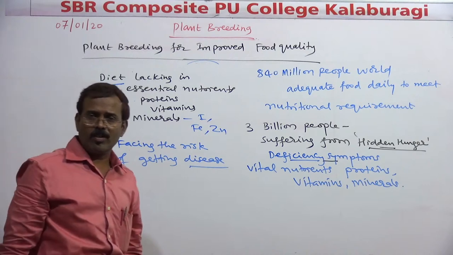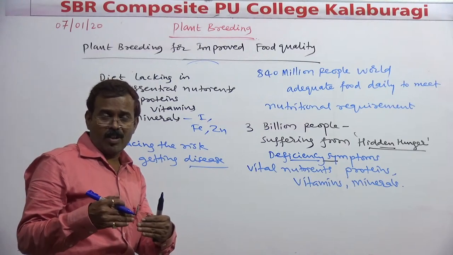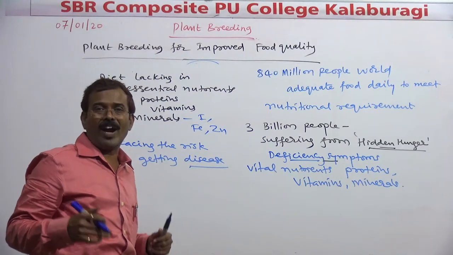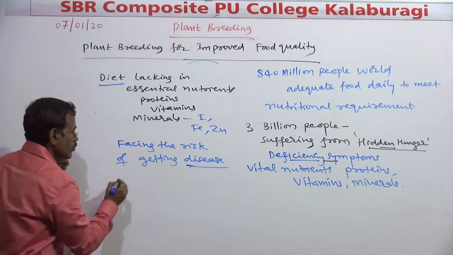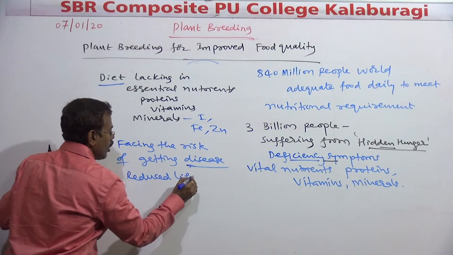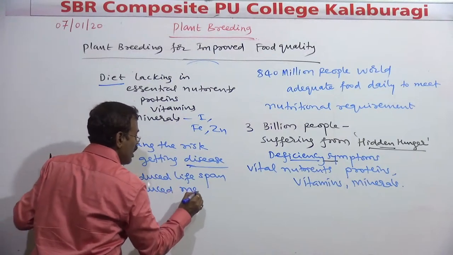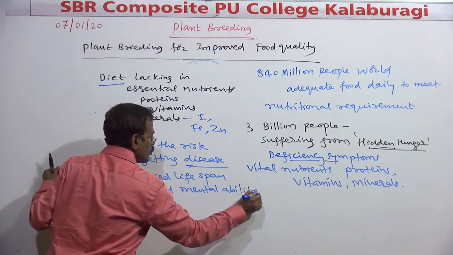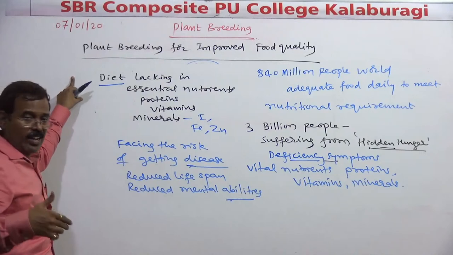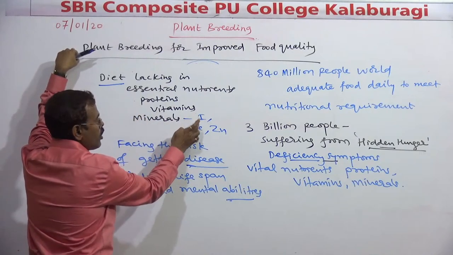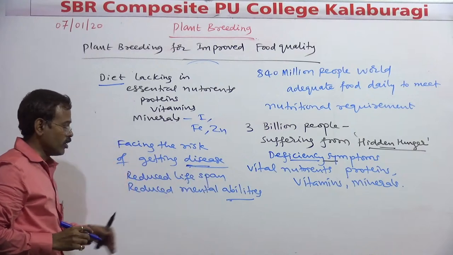For example, protein deficiency causes nutritional marasmus and kwashiorkor, especially in children. Like that, we have different deficiency symptoms. So we face the risk of getting disease, reduced lifespan, and reduced mental abilities. If we consume in our day-to-day life food or diet lacking essential nutrients like proteins, vitamins, and minerals, particularly iodine, iron, and zinc, then we ourselves face the risk of diseases, reduced lifespan, and reduced mental abilities.